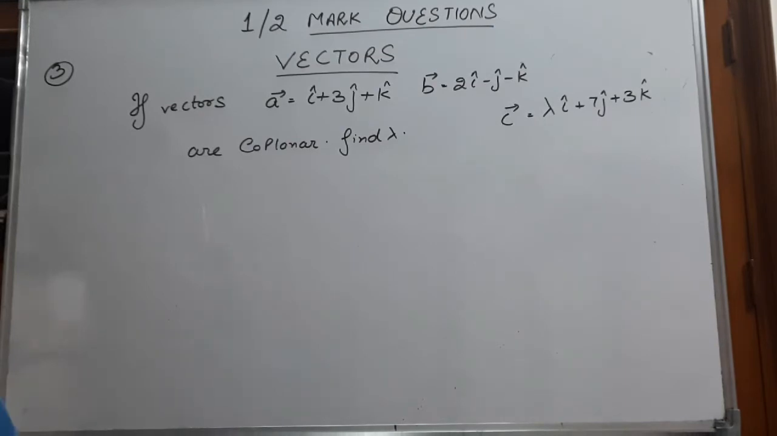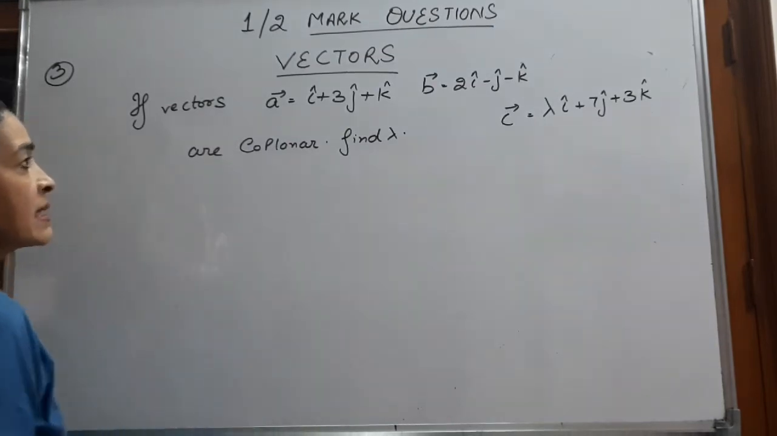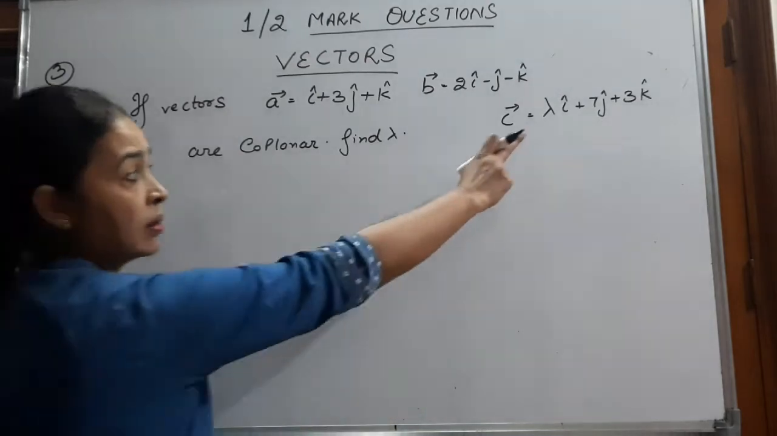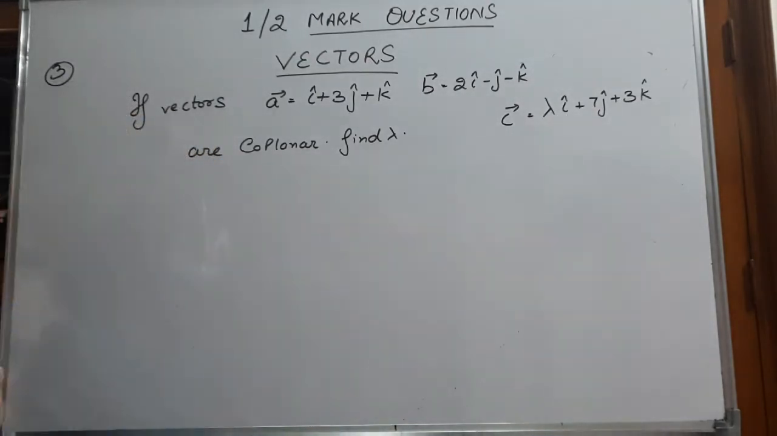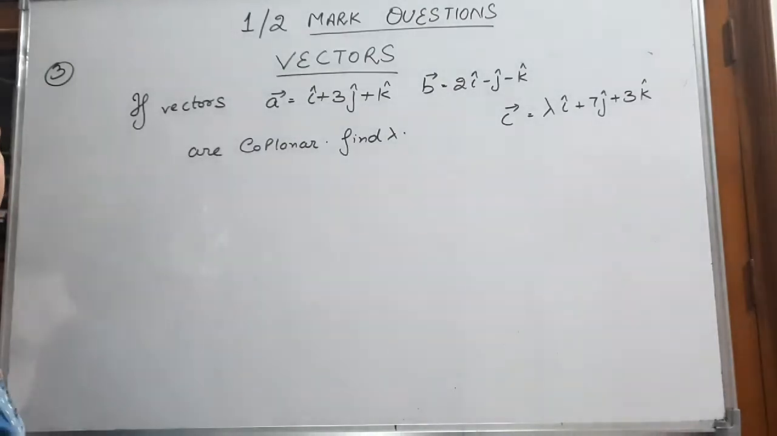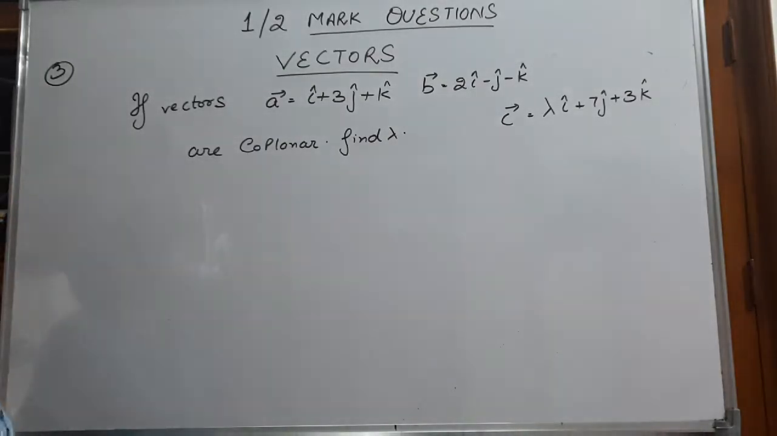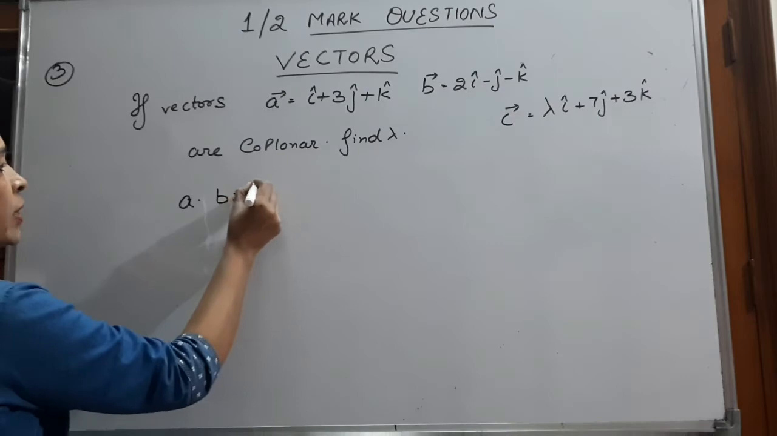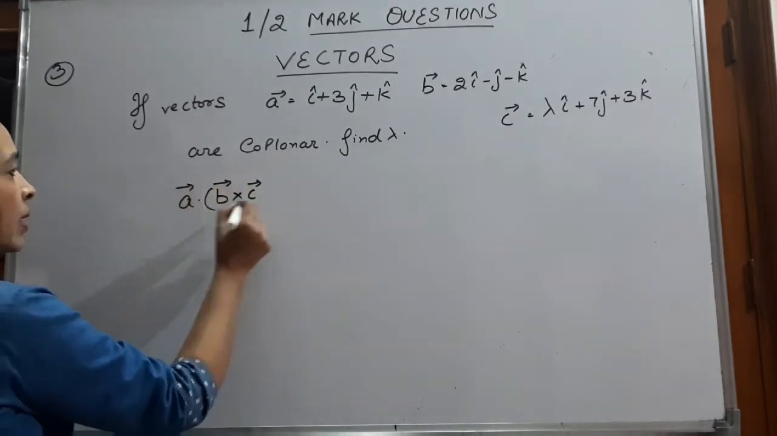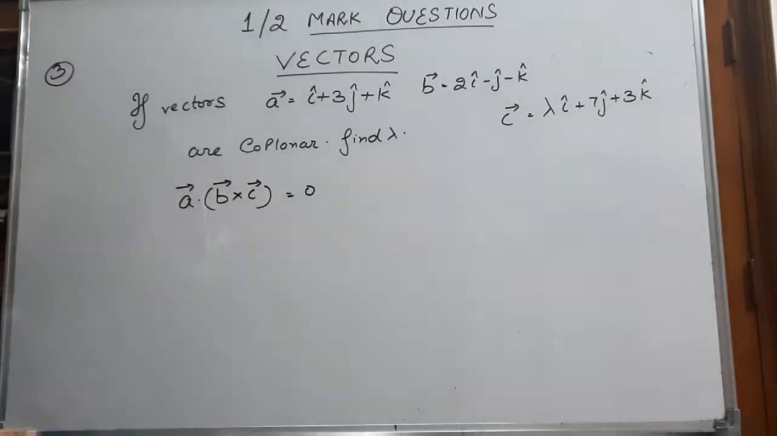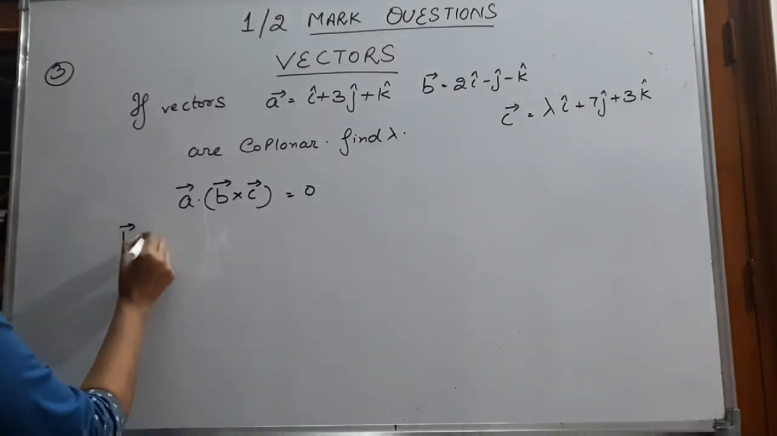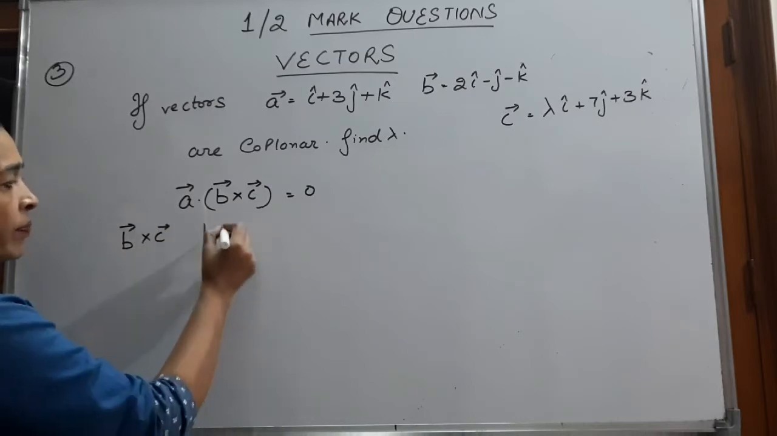If vector A is i plus 3j plus k, vector B is 2i minus j minus k, and vector C is lambda i plus 7j plus 3k, these three vectors are coplanar. Find the value of lambda. If three vectors are coplanar, it means vector A dot vector B cross vector C is 0. Now what will we do? First we will find vector B cross vector C.